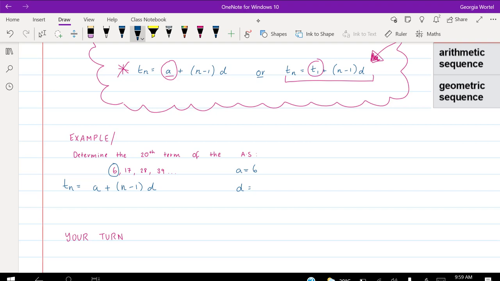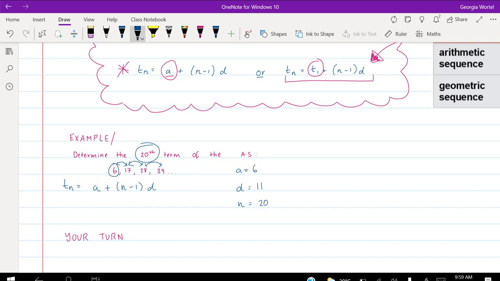So just by going, what's the difference between 6 and 17, 17 and 28. We're adding 11 every time. And just check that again, 28 to 39. Yep, we're adding 11. So our common difference is D. There's a difference of 11 between each of our terms. And we want to work out the 20th term. So our N is 20.